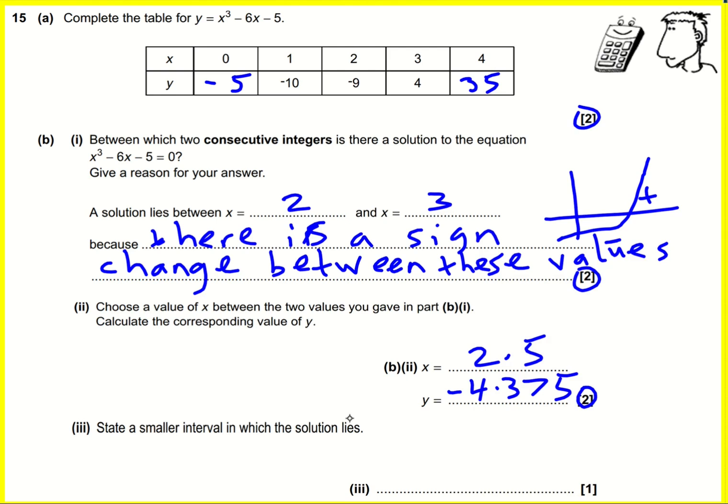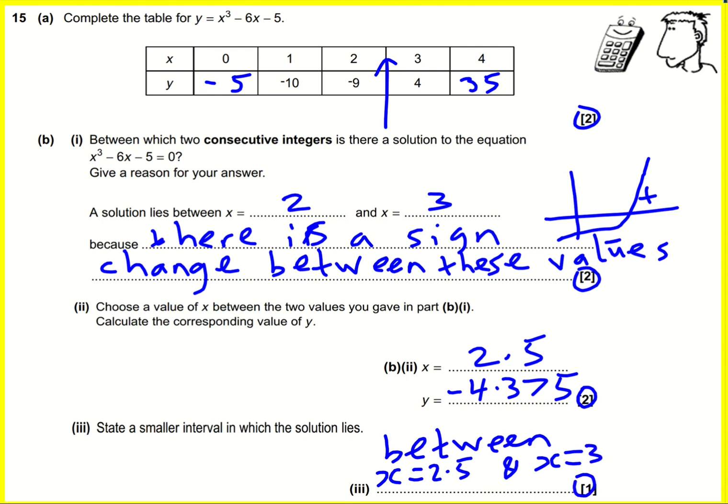State a smaller interval in which the solution lies. Well, now we see that it's negative, so I've gone halfway in between. I've still got a negative, so I can see there's going to be a sign change between 2.5 and 3. So state a smaller interval. I don't know if it wants an inequality here. It's only 1 mark, so maybe I'd say between x equals 2.5 and x equals 3.